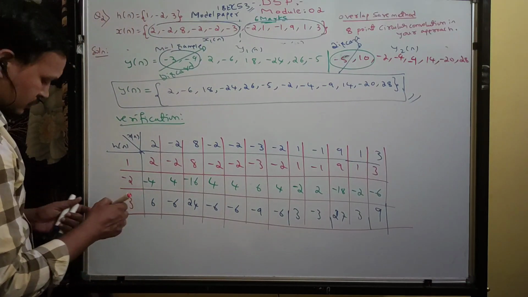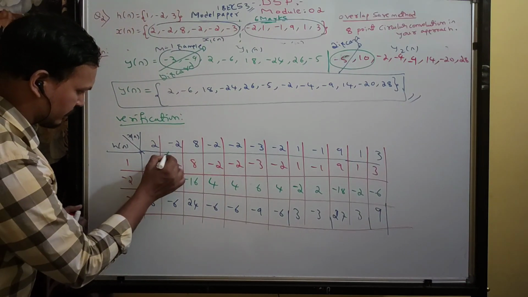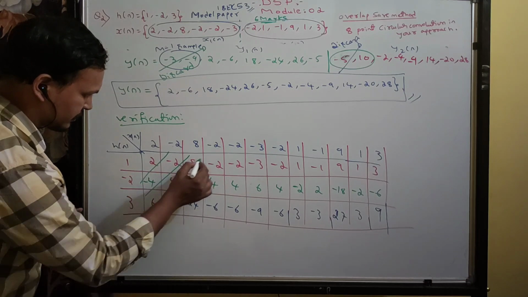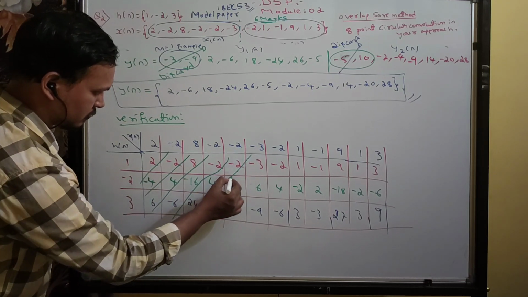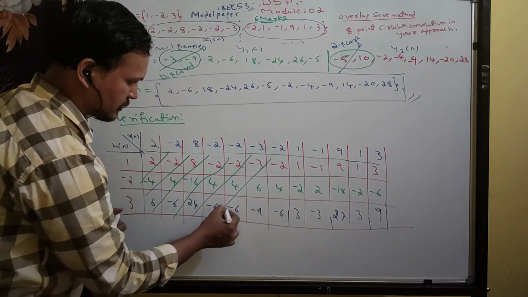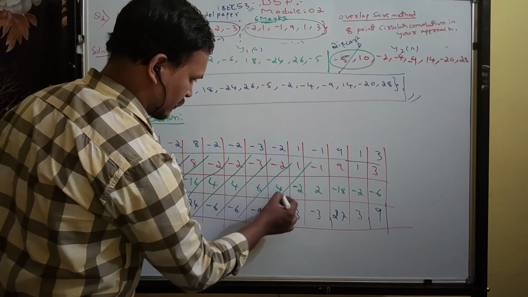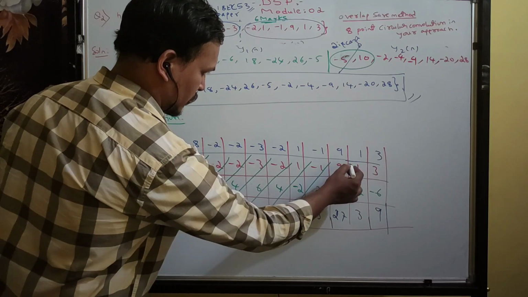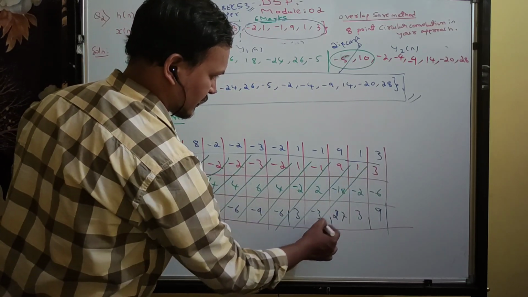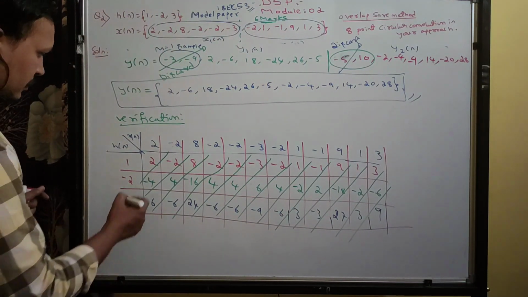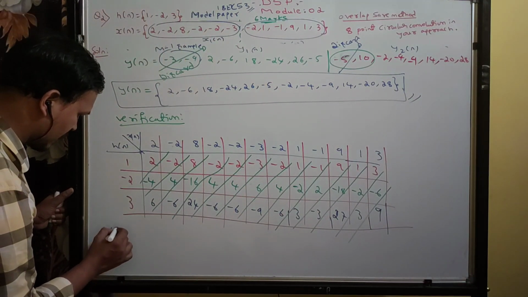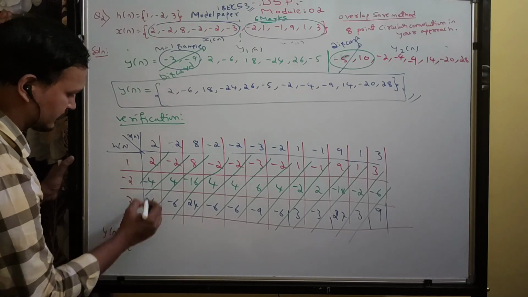Now group them: 1 number, 2 numbers, 3 numbers, 4, 5, 6. Like this you group it. Group correctly. Don't overlap while grouping. Don't mix up. Once you have grouped, the overall output y of n is obtained by adding the numbers.